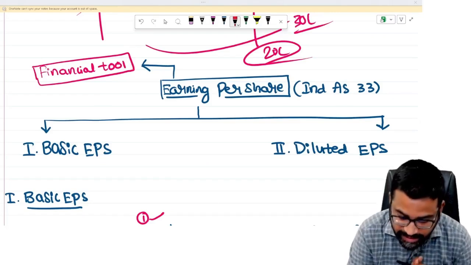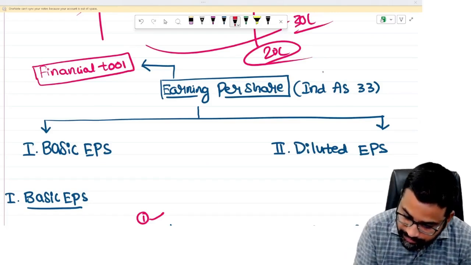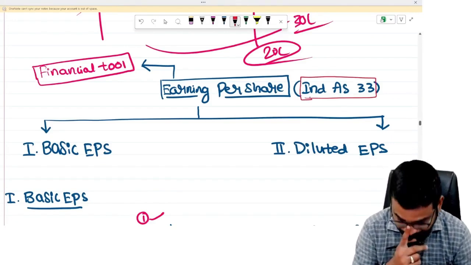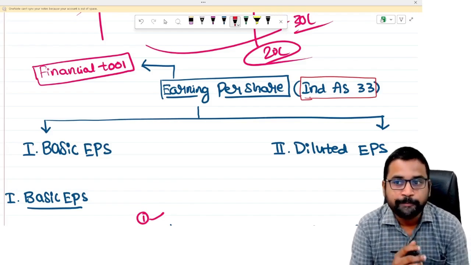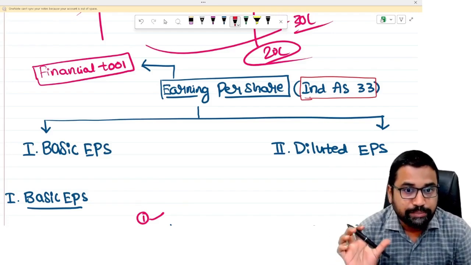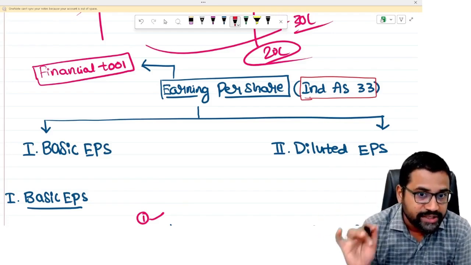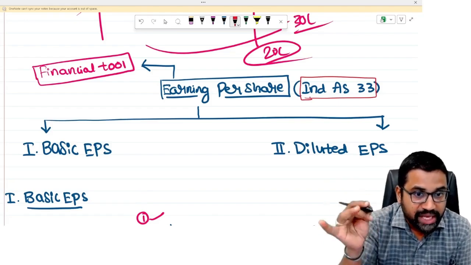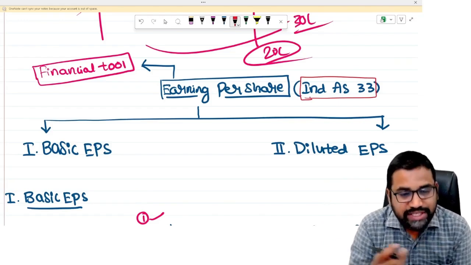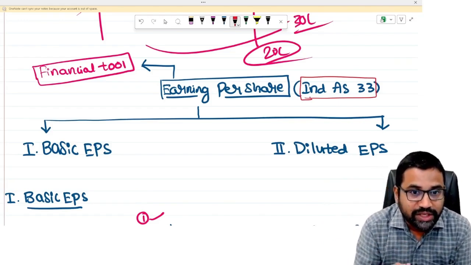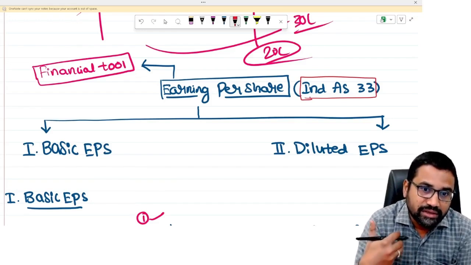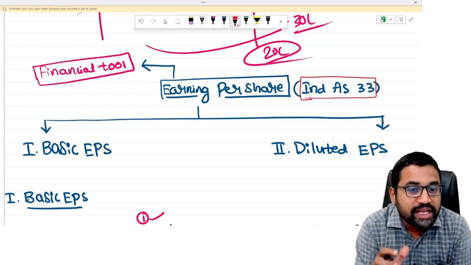So the next standard for discussion, sir, is Ind AS 33, which is earnings per share. Sir, earnings per share, you know, when we are preparing the P&L account as per Schedule 3, the last item you see is earnings per share, basic as well as diluted EPS, which we need to disclose on the face of the P&L account. So this earnings per share is a basic indicator of the performance of the entity. Suppose if the EPS is increasing, that means the company is performing better.